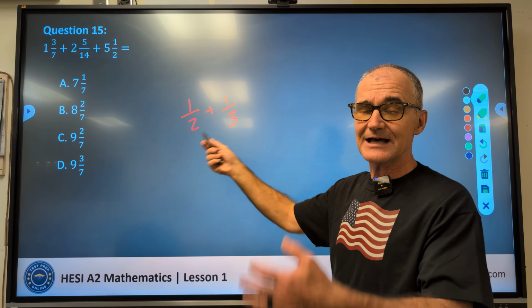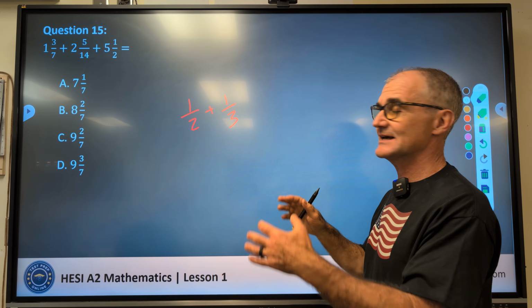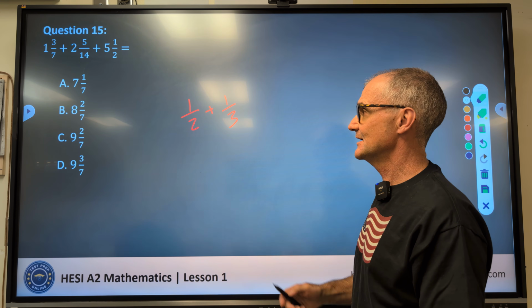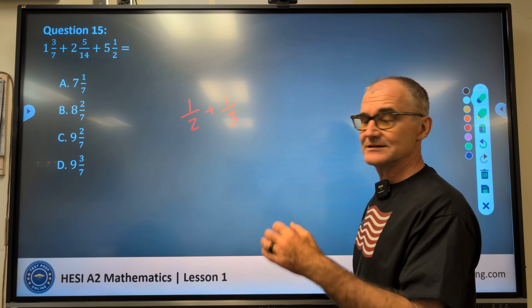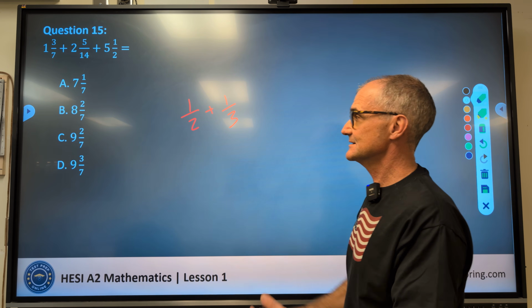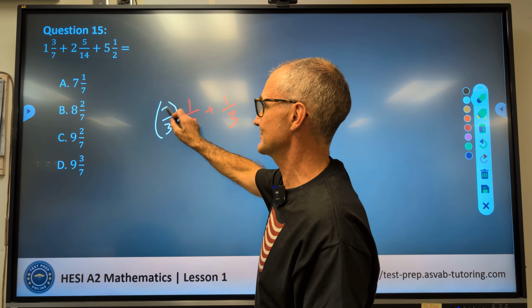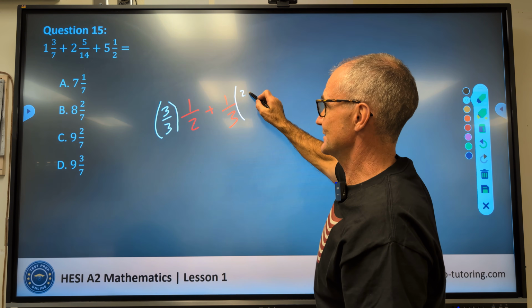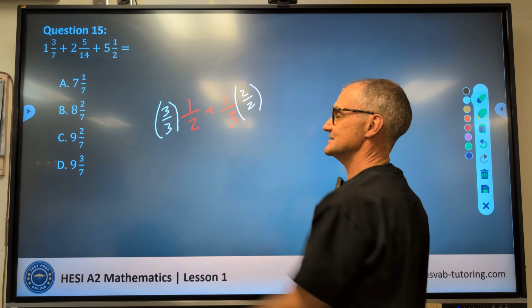The only way to add or subtract fractions is with a common denominator. So I have to use that idea of multiplying by 1 so as not to affect the value. I'm looking for a number that both of these could be. The number they could be is a 6. So to make that 2 a 6, I have to multiply it by 3 over 3. To make that 3 a 6, I have to multiply it by 2 over 2. Again, I'm multiplying by 1, which doesn't change the value.